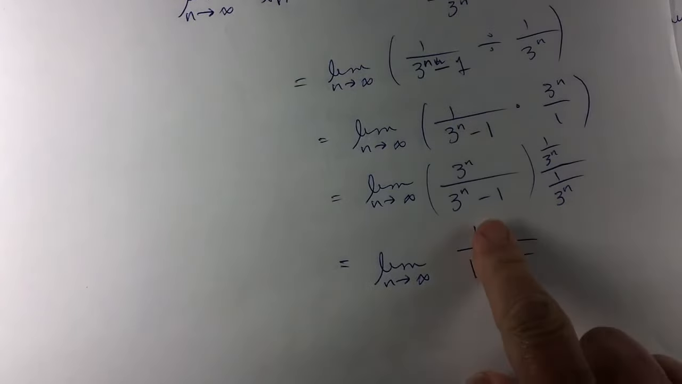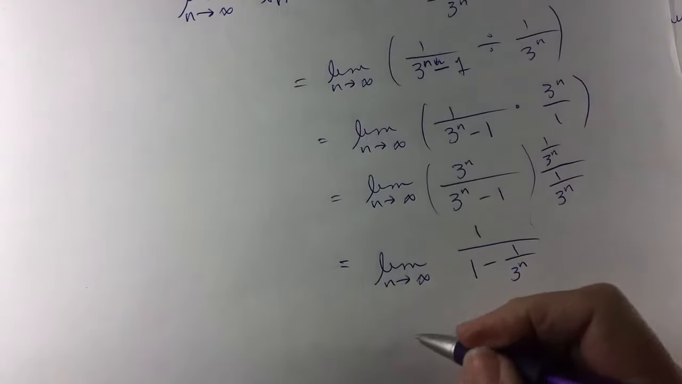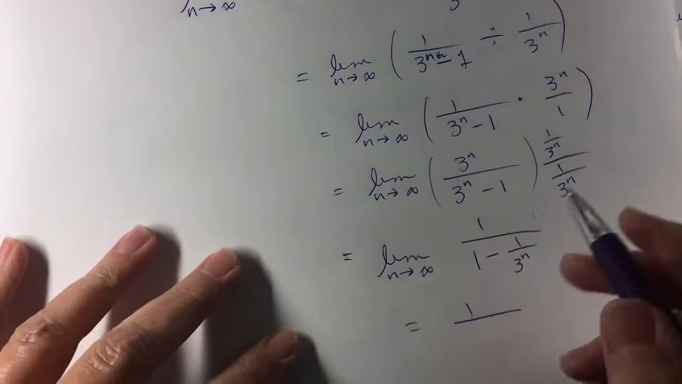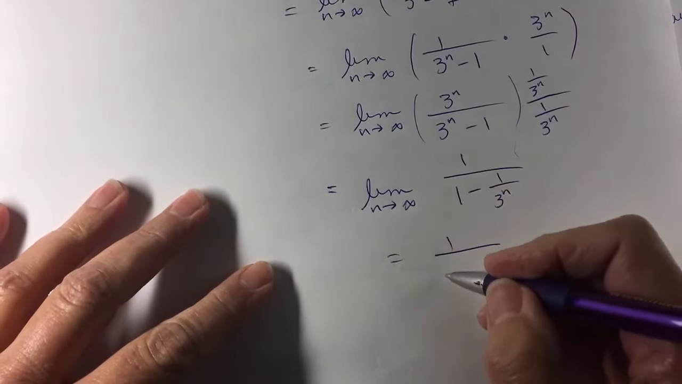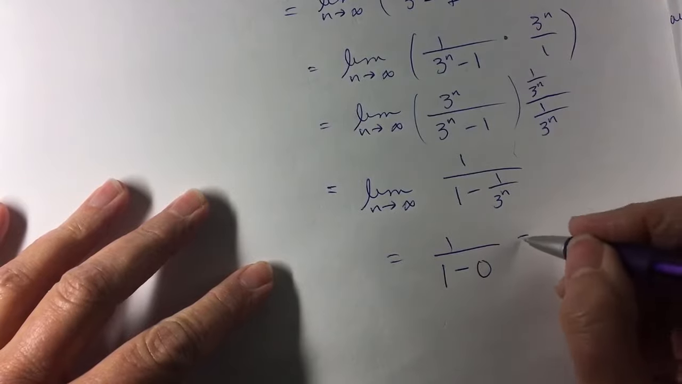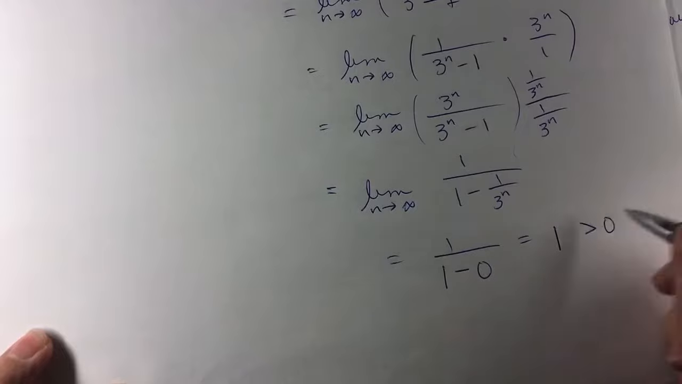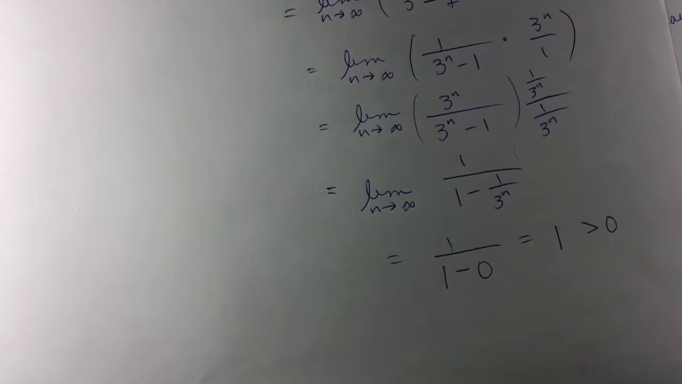And this top fraction's going to 1, the numerator. This is going to 1, this is going to 0. It's going to 1. That is a finite number, and it is greater than 0. So both series do the same thing. And I know that the one I pulled out of my toolbox converges.